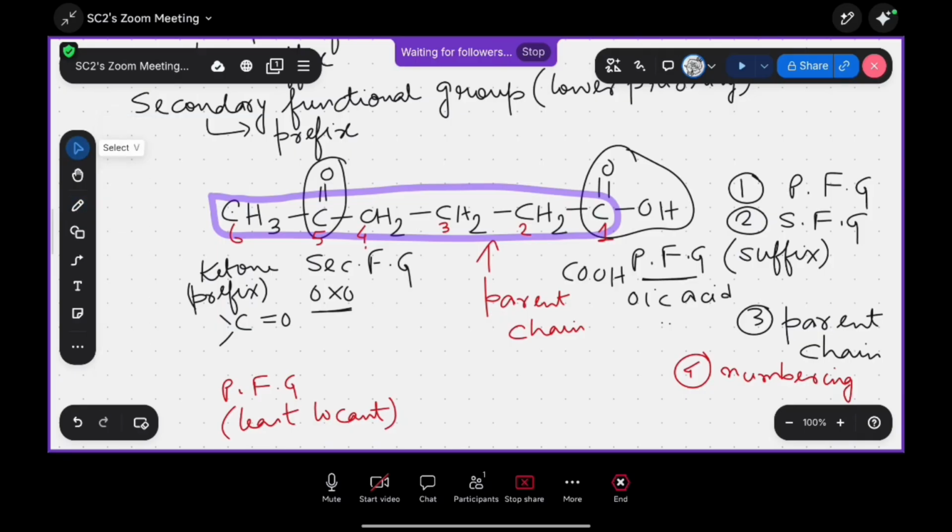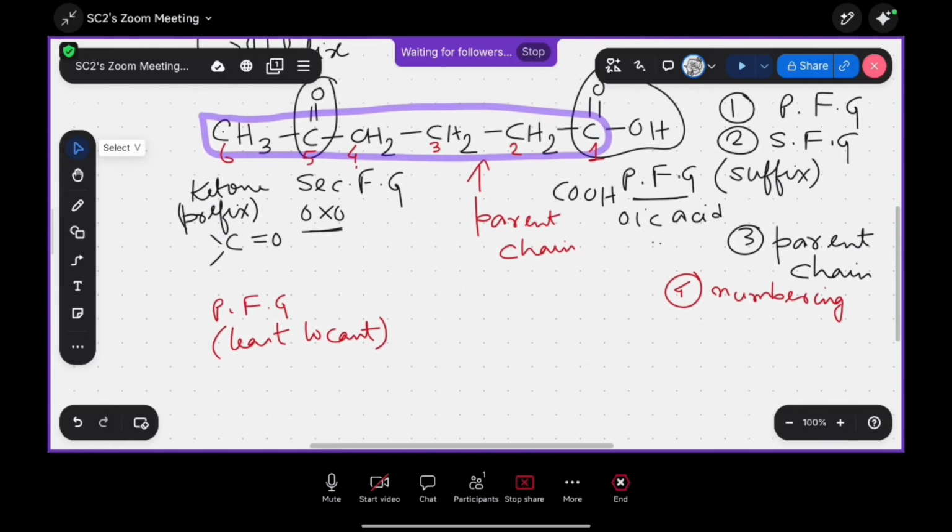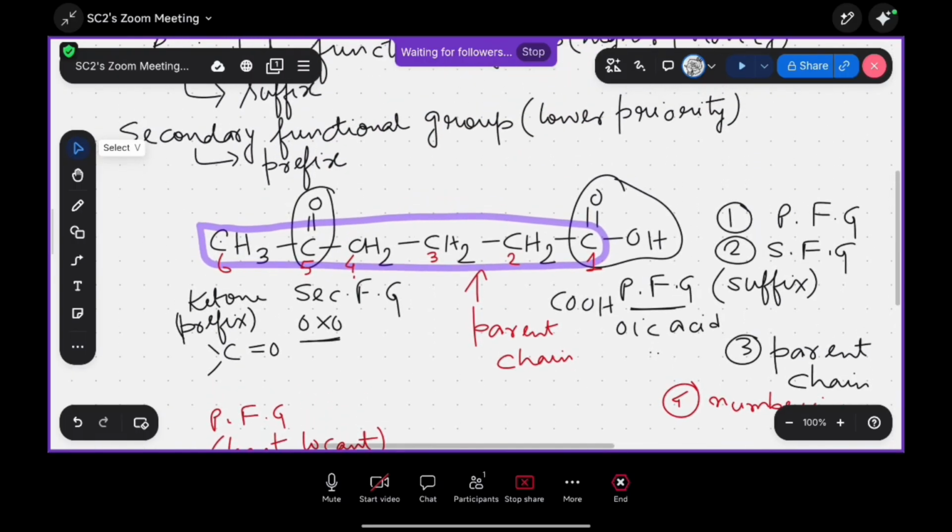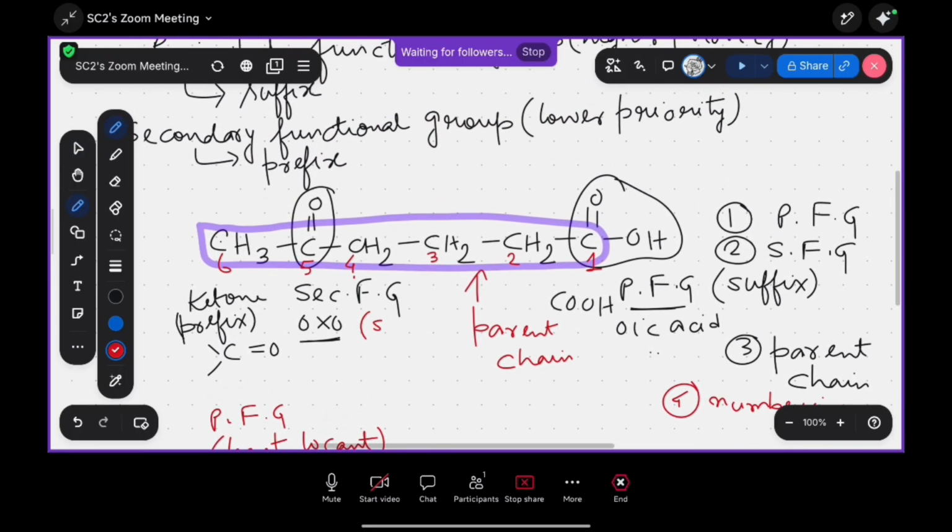After the rules are followed, what do we need to do? We need to assemble according to the format. What is the format? Whether we have any side chain or not. No alkyl group is there, simply the carbonyl group, the ketone functional group. As already said, the secondary functional group will be treated as the side chain, the substituent.